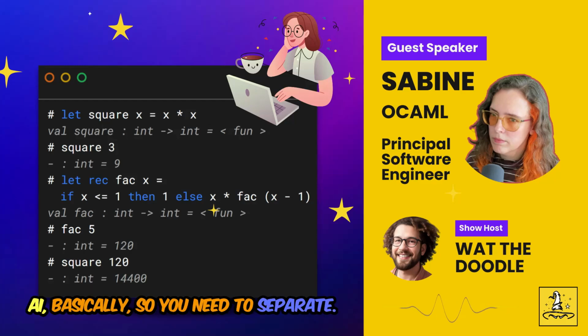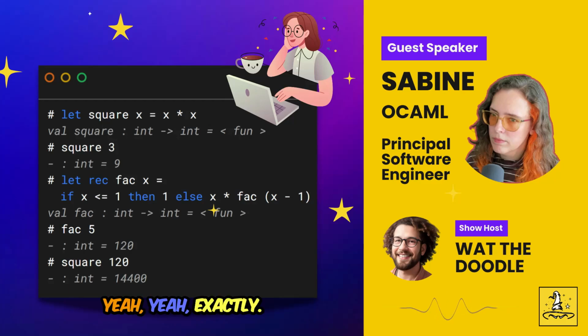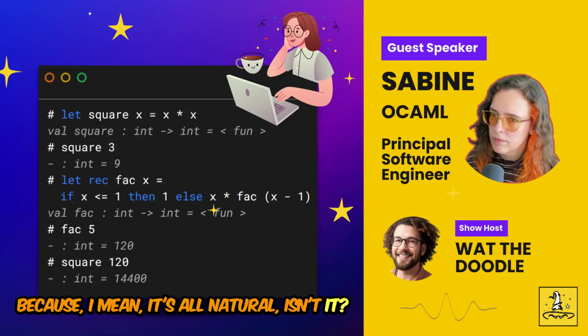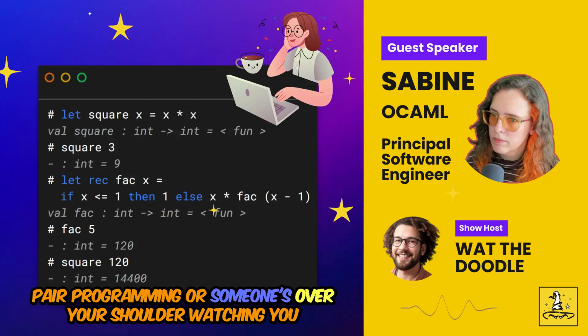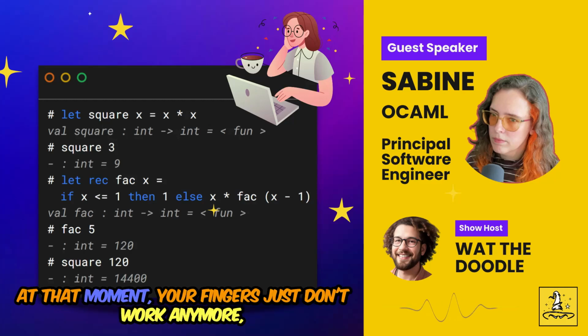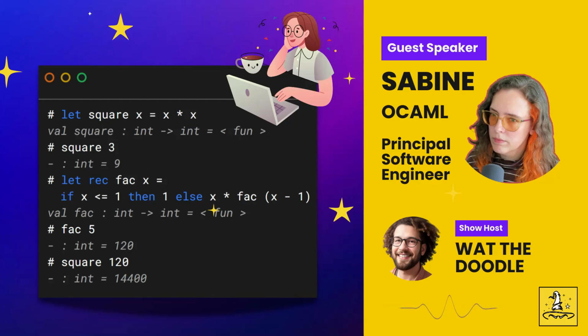Yeah, or too perfect a person, unrelatable. Exactly, because it's all natural, isn't it? If you've ever been pair programming, or someone's over your shoulder watching you, at that moment your fingers just don't work anymore, and it's like, I know how to type.